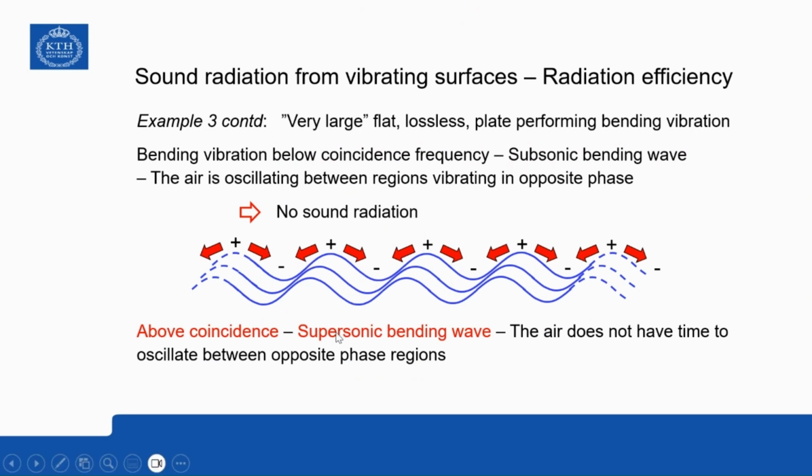Above coincidence, we know that the bending waves are supersonic. They move very, very fast, faster than the sound waves in the surrounding medium. And that means that the air does not have time to oscillate, to fully cancel out the sound radiation by oscillating between negative and positive phase regions like this. So this means that we will get sound radiation in this case, above the coincidence frequency.